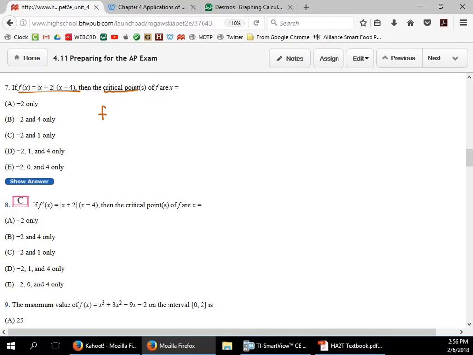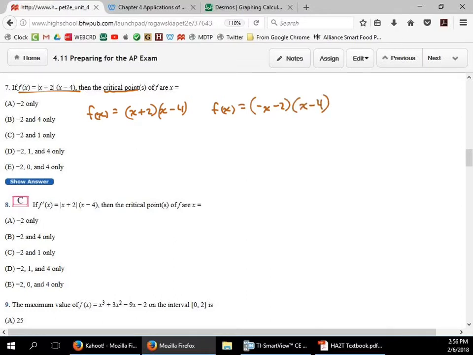Oh man, this is weird. It has an absolute value in there. Okay, so that means we're going to treat this like two different functions. We're going to treat this as if the inside was positive, and we're going to treat the function like it's negative, and we're going to find f prime for both of these. So this would be negative x minus 2.